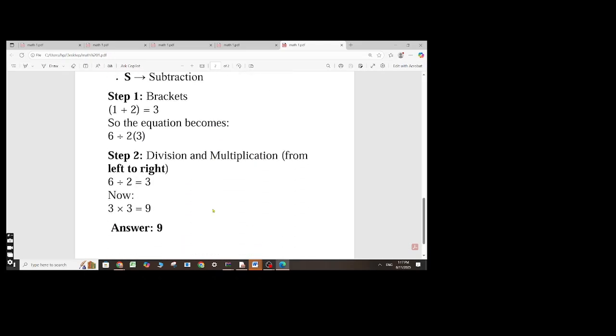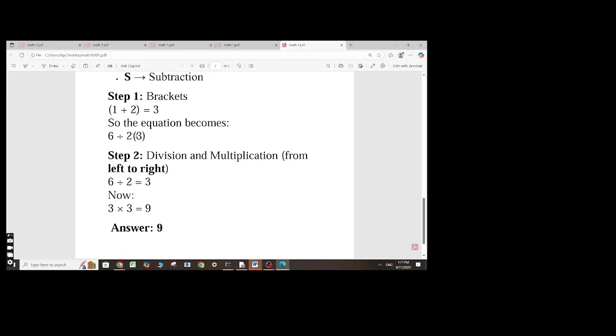From the above equation, we have in brackets 1 plus 2. Since the first rule in BODMAS is brackets, 1 plus 2 is equal to 3. Since 1 plus 2 is equal to 3, the equation becomes 6 divided by 2 times 3.